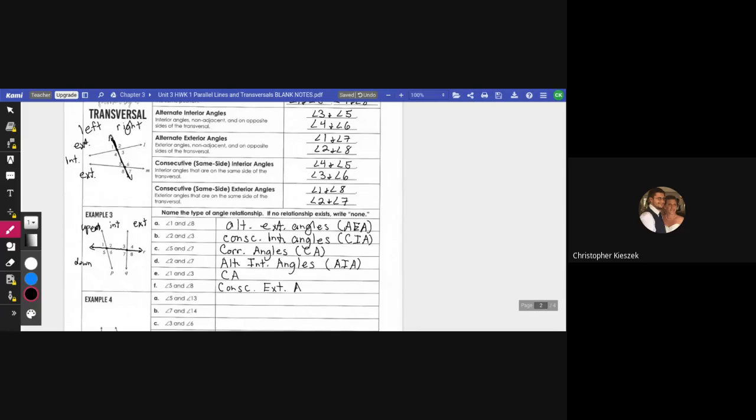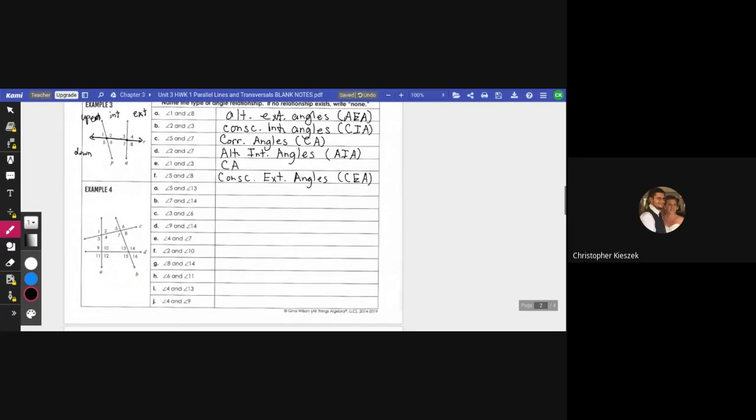Or again, to abbreviate it, we can abbreviate it as CEA. And I think we talked about all the abbreviations here, right? Corresponding, alternate interior, alternate exterior, consecutive. Yep, good. All right. So that's a basic example here, for example 3. Let's look at example 4 here.